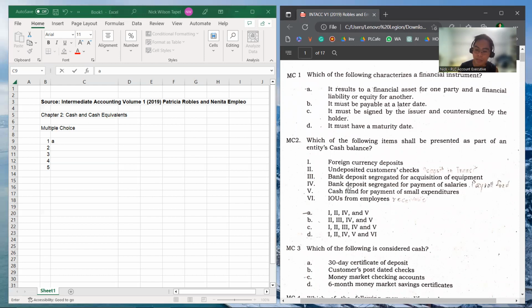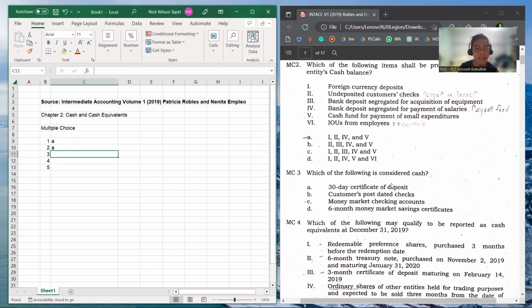And number 4, bank deposit segregated for payments of salary. For salaries, that is included. Number 5, cash fund for payment of small expenditures or the petty cash fund, included. And number 6, IOUs from employees, which is not included because this is a receivable. So our answer is 1, 2, 4, and 5, which is letter A.